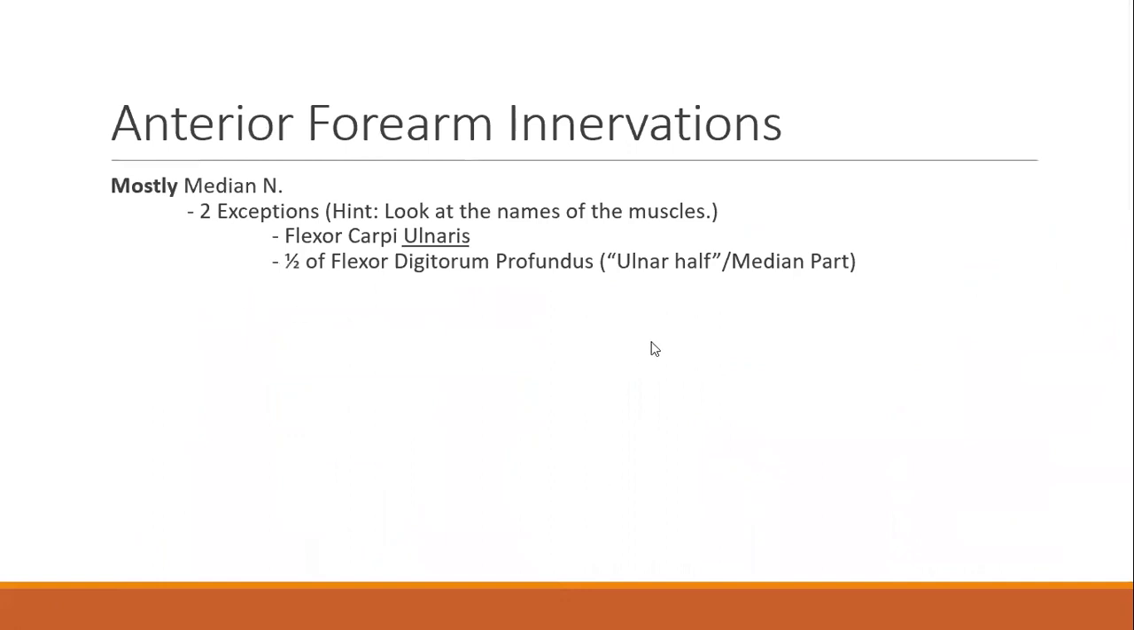So again, with the anterior forearm, innervation of the muscles is mostly median, except for the 1.5. So flexor carpi ulnaris, ulnar's in the name, and then half of the flexor digitorum profundus, the ulnar half, versus the other half, which is innervated by median nerve.